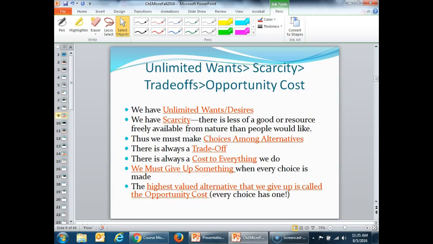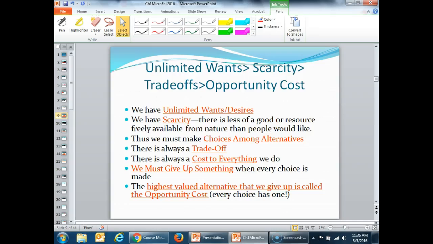So we have these unlimited wants, therefore we have scarcity. There's not as much of a good freely available as we would like. So we've got to make choices. We can't have everything. We can't have more of everything. We can't have a new car, a longer vacation, more money in my retirement. Okay, I can't have all of those things. I've got to choose among them. So scarcity implies that we have to have trade-offs, that we're always making choices among alternatives. And so anytime that we're making choices among alternatives, we're trading off one thing for another.